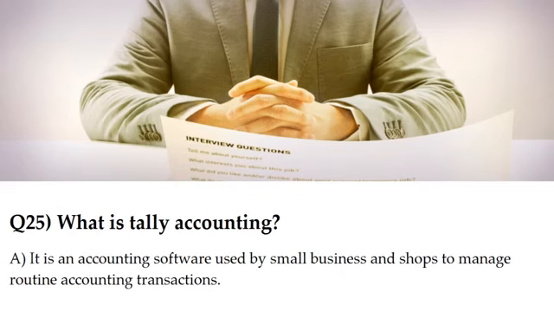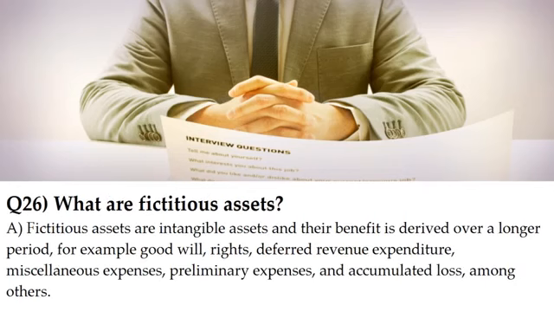25th question is, what is Tally accounting? The answer is, it is an accounting software used by small businesses and shops to manage routine accounting transactions. 26th question is, what are fictitious assets? Fictitious assets are intangible assets and their benefits are derived over a longer period. For example, goodwill, rights, deferred revenue expenditure, miscellaneous expenses, preliminary expenses, and accumulated loss, among others.